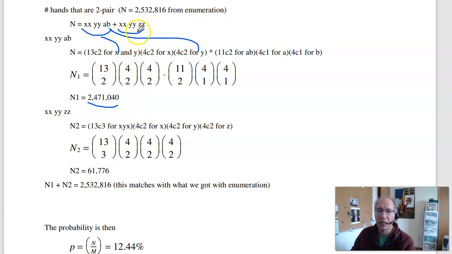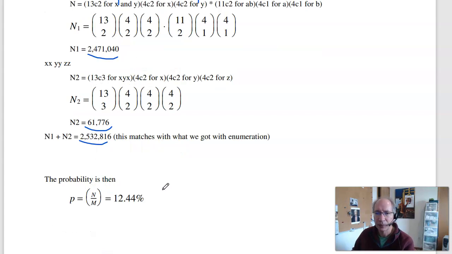The second case, 3 triples. I've got 13 cards, choose 3 for x, y, and z. Of the 4 x's, choose 2. 4 y's, choose 2. 4 z's, choose 2. So there's 61,000 different ways of getting this combination. Add the 2 together, I get 2,532,816. Go back to combinatorics, that was exactly the same answer we had before.